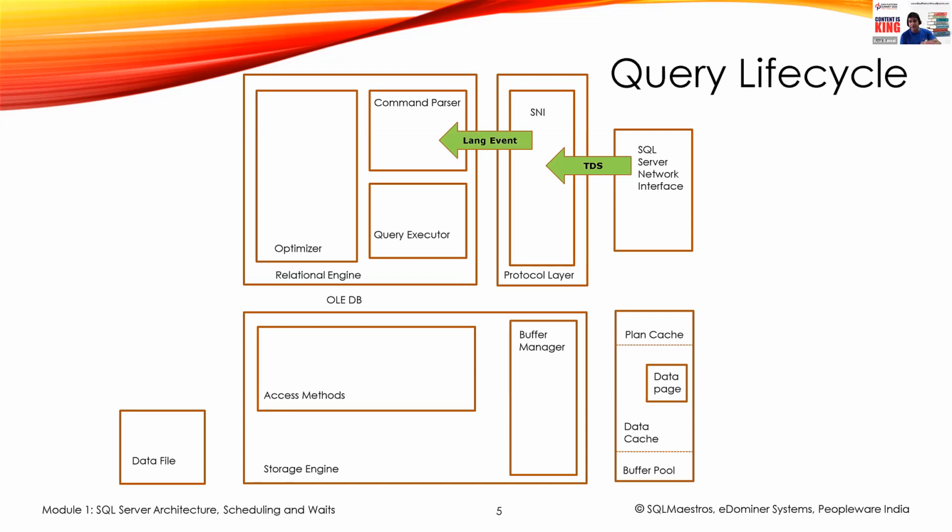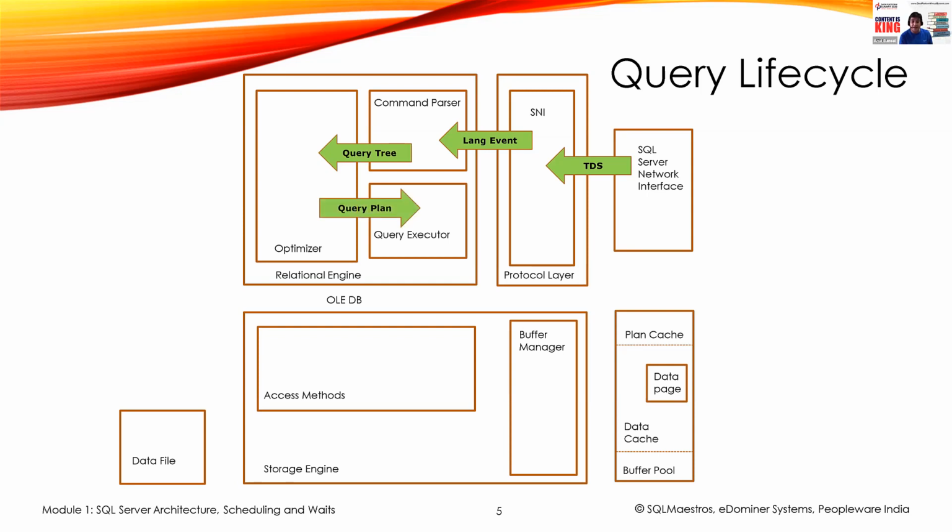So now you see I've given a different representation of the relational engine. The request goes to the command parser. So you have the optimizer and the query executor that are part of the relational engine. The protocol TDS packets are being received, and of course they are uncompressed, and converted to the internal form that SQL Server understands, and it goes to the command parser. The parse tree, or the query tree, either way, gets created, and it goes to the optimizer.